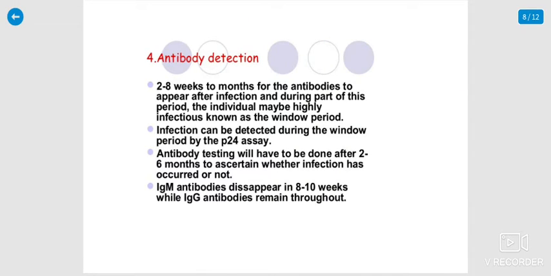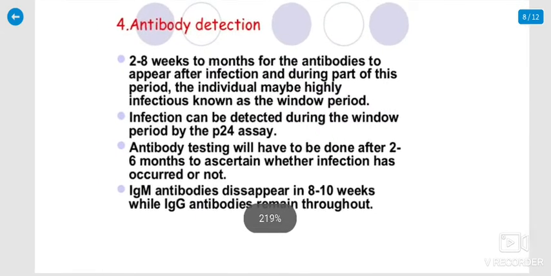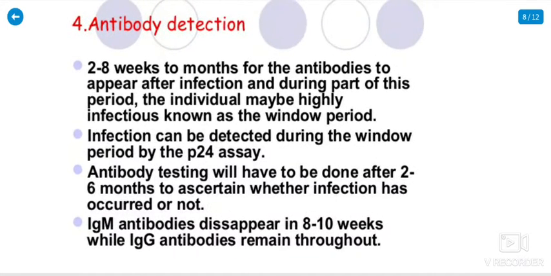Antibody detection: it takes 2 to 8 weeks, or 2 months, for the antibodies to appear after infection, and during part of this period, the individual may be highly infectious.